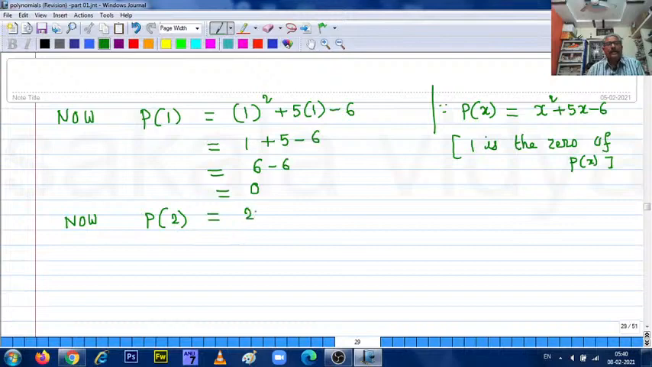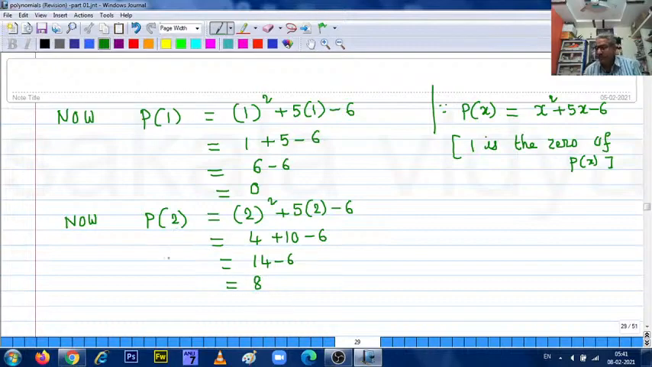So that can be obtained: 2 square plus 5 times 2 minus 6. Simplification. 2 square is 4, 5 times 2 is 10, minus 6. 10 plus 4 is 14. 14 minus 6 is 8. So P of 2 is not equal to 0, which means 2 is not a zero. So okay, leave it. Then go for the last value.